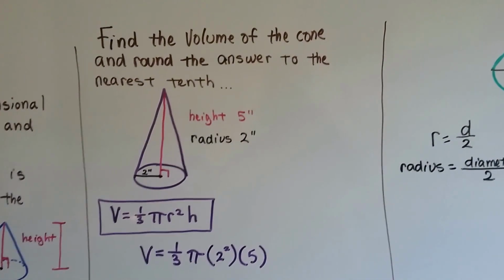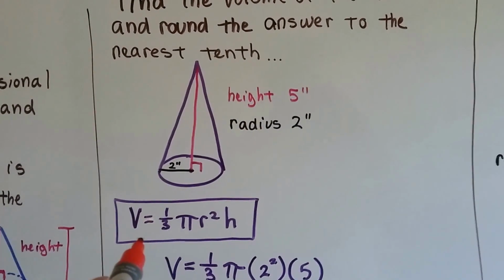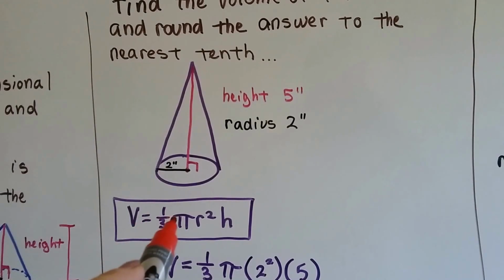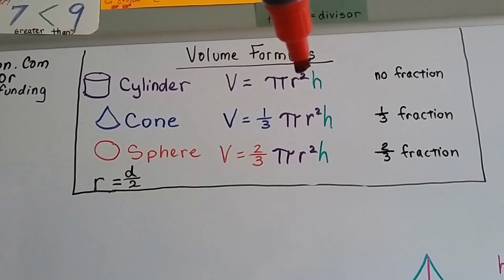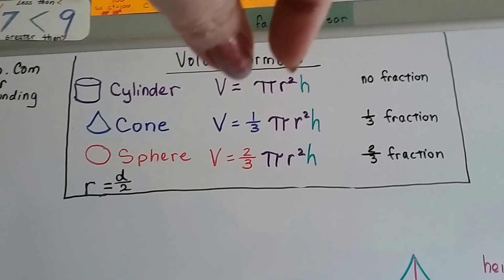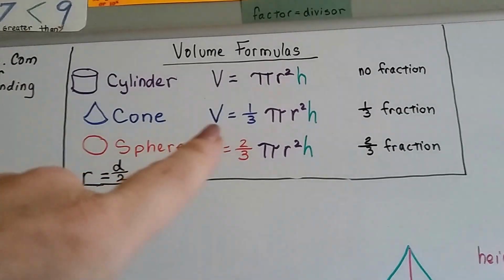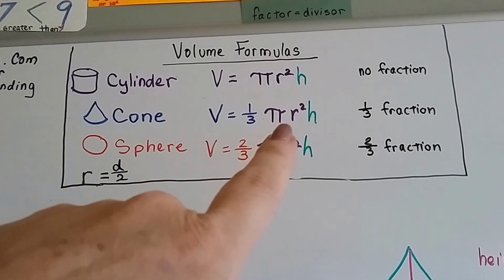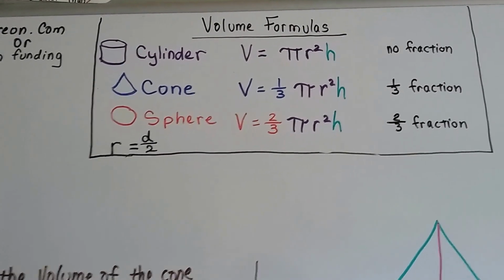Okay, so to find the volume of a cone and round the answer to the nearest tenth, we look at the height and the radius. Now this is the formula for the volume of a cone: V equals 1/3 pi r squared h. You remember our volume formulas. We've been doing cylinder, and that's V equals pi r squared h. See, there's no third there. There's no fraction. And this pi r squared is the base, and the h is the height. So now with the cone, we're doing 1/3 of that base times the height. See that?